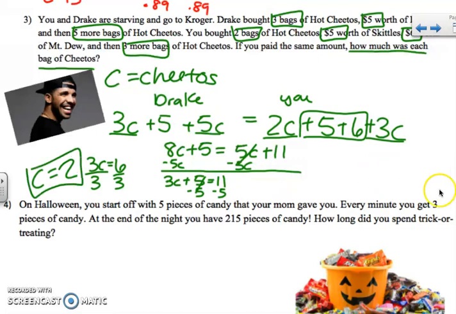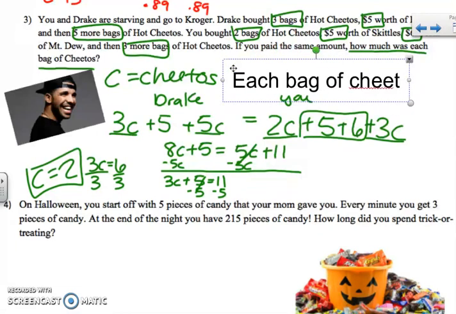So a sentence about that problem, C means Cheetos. My question was, how much was each bag of Cheetos? So a good sentence would be, each bag of Cheetos costs $2.